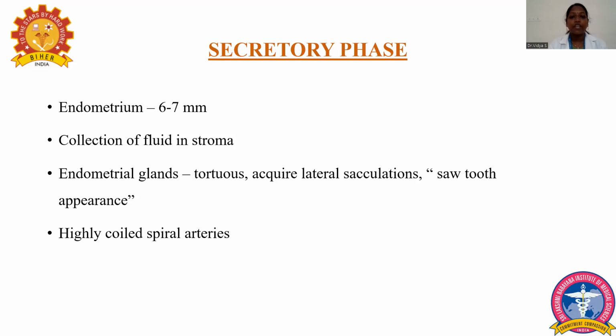Here, the histology of the secretory phase shows the sawtooth appearance, which is nothing but the lateral circulation. The endometrial glands are tortuous and show the sawtooth appearance. And coming to the arteries, they are highly coiled and also very spiral.